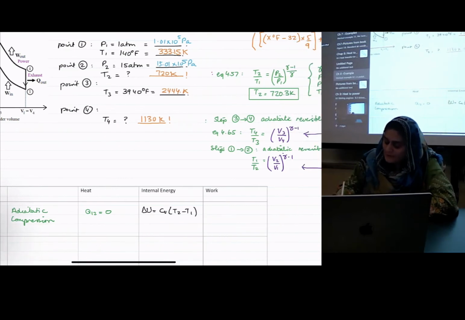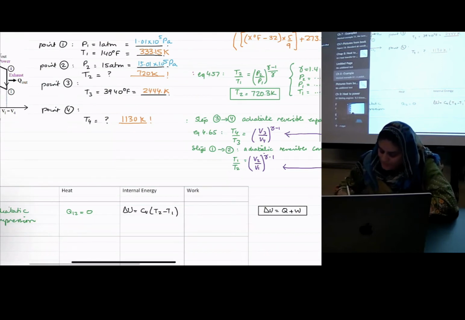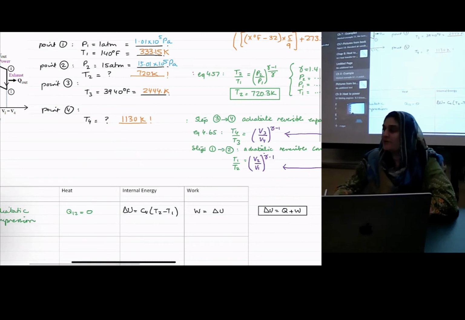We know from our first law, delta U equals Q plus W. So what will be my work? Equal to delta U. Whatever value of delta U you find, you just plug it in here. Excellent. So this was step number 1 to 2.